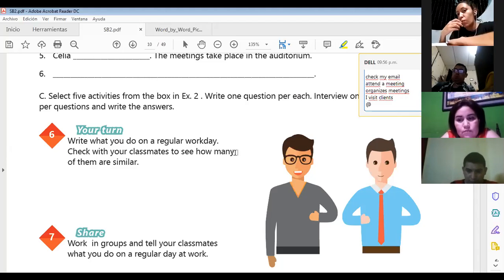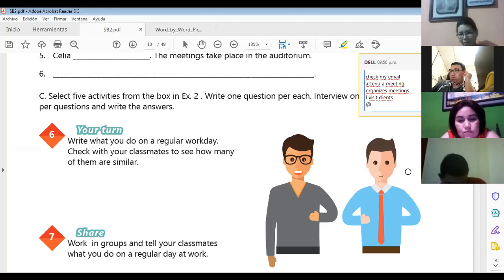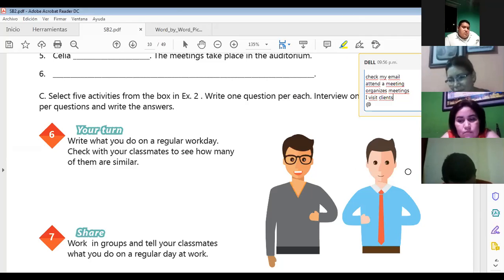I visit women of the community from San Ignacio, Chalatenango, and they are agricultoras. Farmers. They are farmers. Okay, very good. Vicente, what do you do on a regular work day? I check the emails. I send price quotations. And I supervise the different jobs of the company, and I design gardens and different parts of the house. Okay, very good.